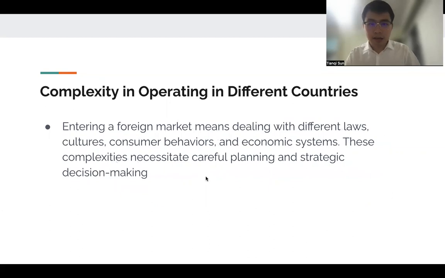Operating in different countries is really quite complex because different laws are established in every single country. The cultures can be significantly different. The consumer behaviors are definitely different because of the cultural differences, and the economic systems are different. With these complexities, you have to be careful in planning and strategic decision making. For example, even the neighbor countries to the United States have extremely different cultures, not to mention a culture that's tens of thousands of miles away.